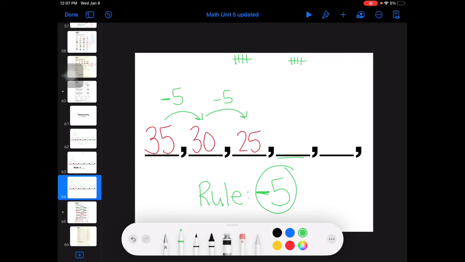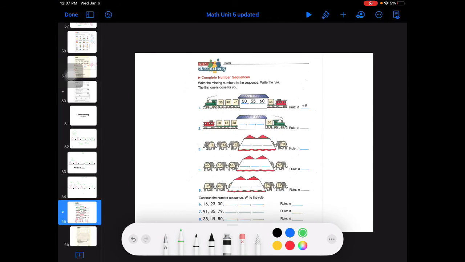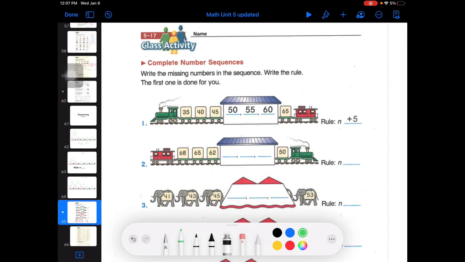Now I have to finish my sequence, and I know that the answer is 20, and I go 10. If I go 5 down more, it's 15. Now I'd like you to get your train page out and follow along with me.